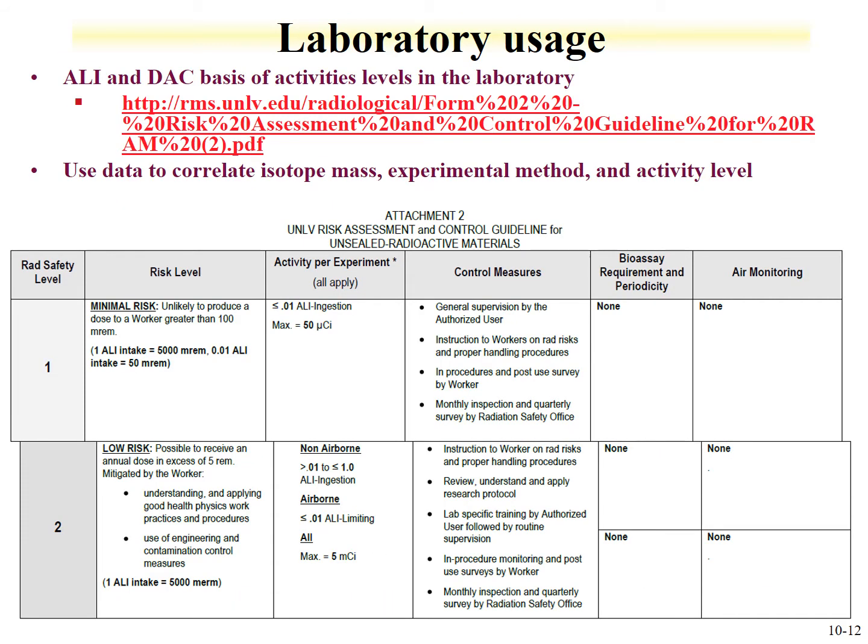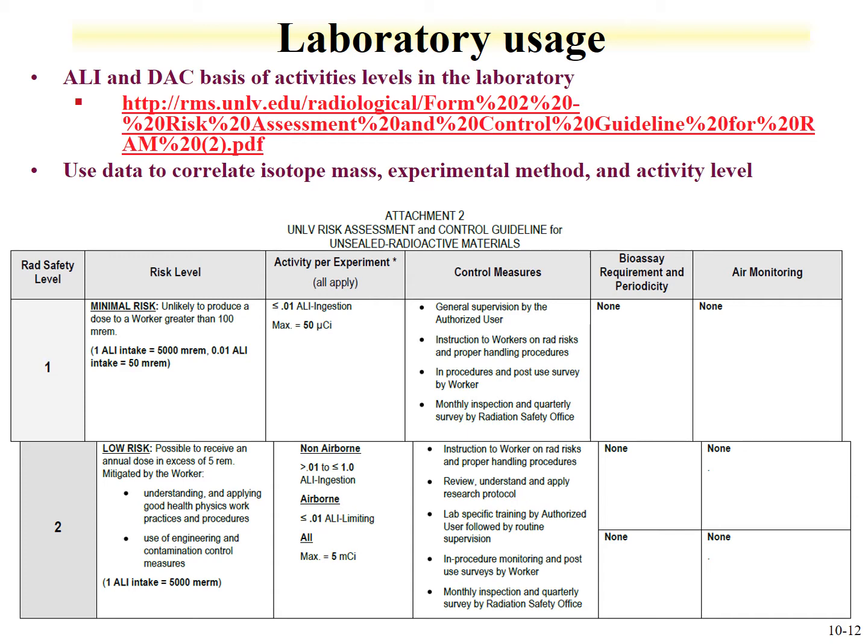The information that we just discussed on ALIs and DACs, so the annual limit of intake and derived air concentrations, are the basis for activity levels in radiochemistry laboratories. I'm going to provide an example for the radiochemistry laboratory at the University of Nevada, Las Vegas, where the activity levels for certain isotopes are provided, and these activity levels are based upon the annual limit of intake and derived air concentrations. This information is used to describe a rad safety level for experiments.